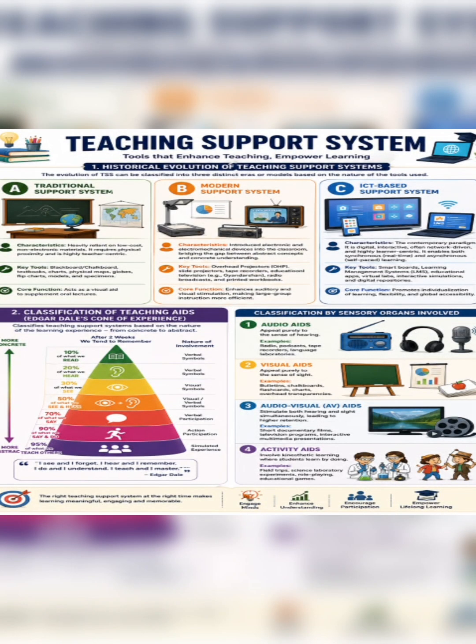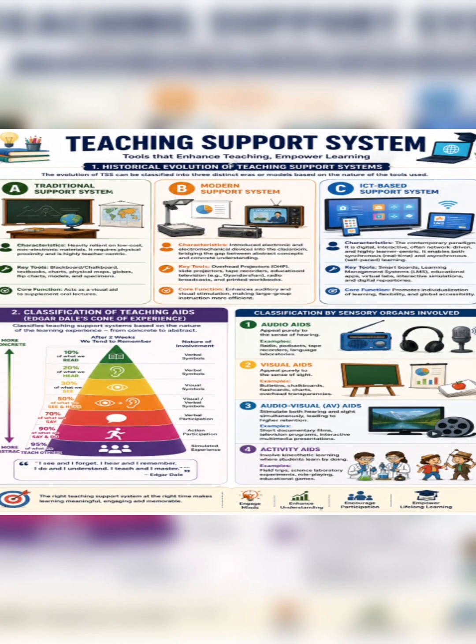Now, let's look at the ultimate psychological framework for teaching aids, that is Edgar Dale's cone of experience, located at the bottom left of the slide. This model classifies teaching support systems based on the nature of the learning experience, moving from the highly concrete at the bottom to the completely abstract at the top. Look at what we tend to remember after 2 weeks based on how we interact with information.